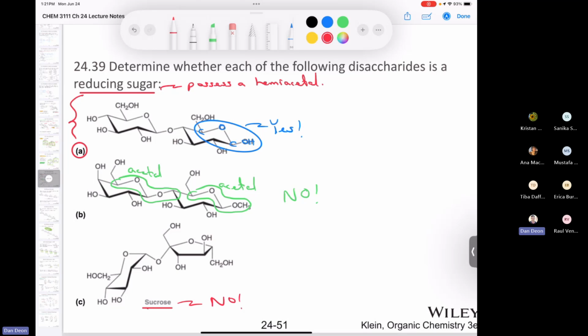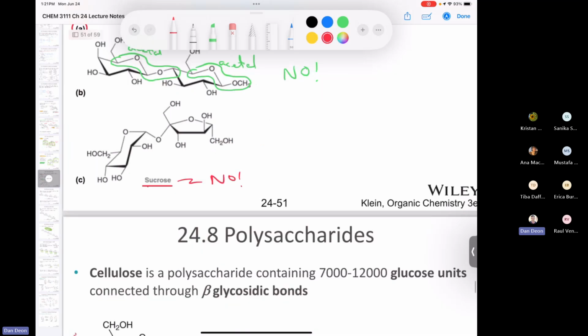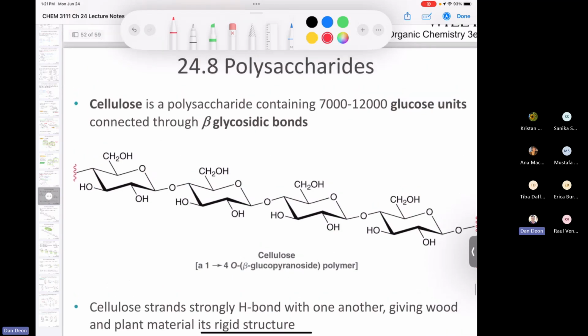So all you have to do is look for a hemiacetal. If you have one, it's a reducing sugar. If you don't, it's a non-reducing sugar. End of story. Now, in terms of disaccharides, let's review which ones you need to know. So the ones you need to know are going to be cellulose, which is a polysaccharide of glucose. And just like cellobiose, it's made up of beta glycosidic linkages.